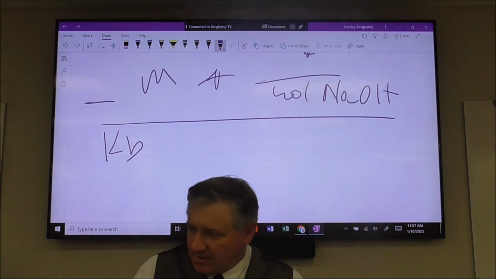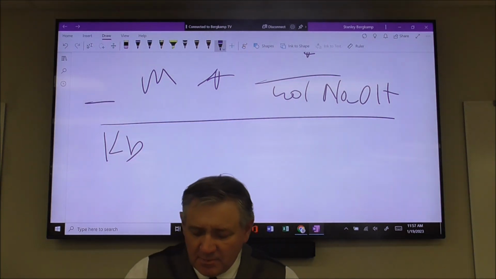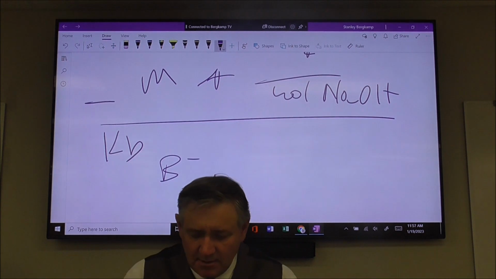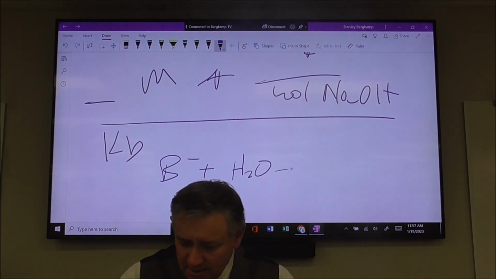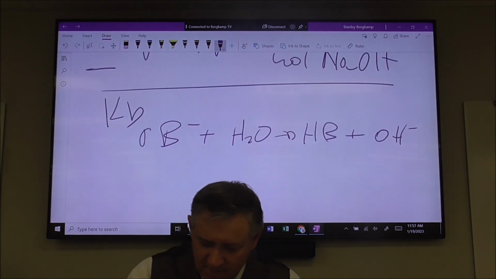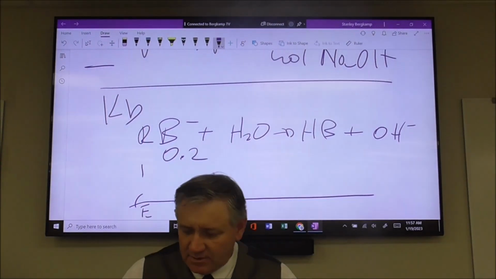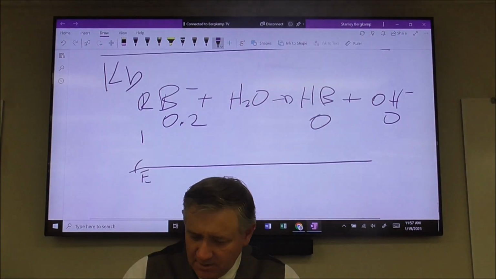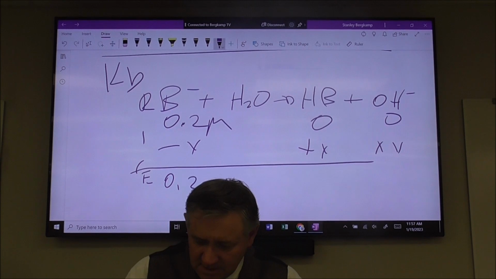Okay? So, and this is relevant to what's going to happen on this assignment from yesterday. So remember, on a KB problem, you're going to have some base, okay? And that's going to react with water, and you're going to reform an acid, and you're going to generate hydroxide ions. So remember, on this rice chart, here's what's going to be different. On this, that's going to be some molarity, maybe 0.2, whatever it is I give you. That's going to be 0, that's going to be 0. You're going to go minus x, plus x, plus x. That's going to be 0.2 minus x.